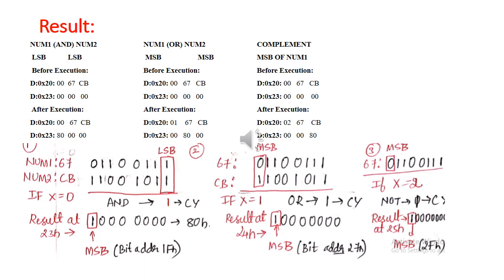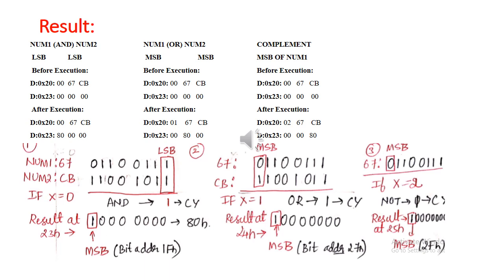One logically ANDed with 1 will be 1 itself, that is available in the carry flag. This carry flag content you are going to move to the memory location with an address of 23H. So in that byte address, you are going to set the MSB bit. Setting the MSB bit is equivalent to 80H in hexadecimal, and this bit address will be the 1FH memory location.